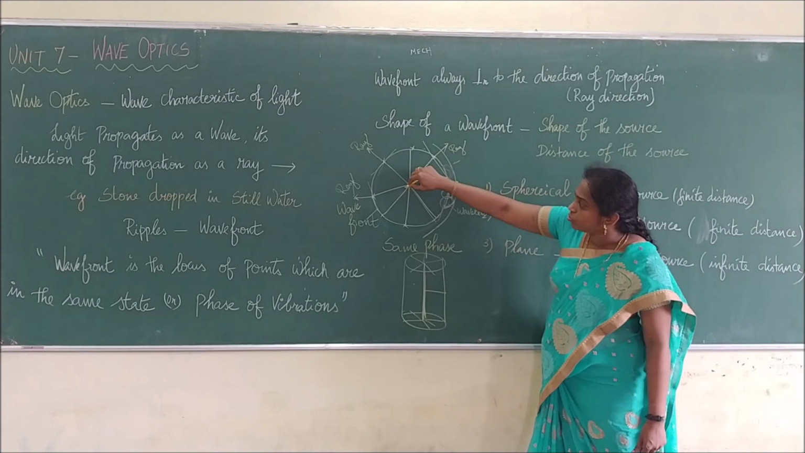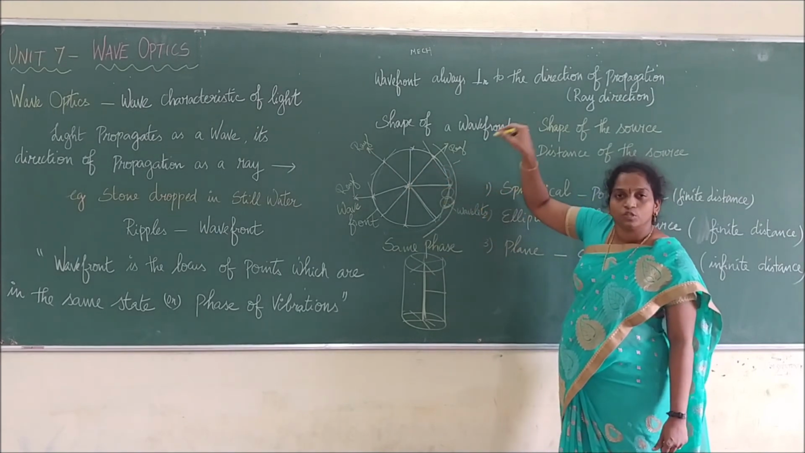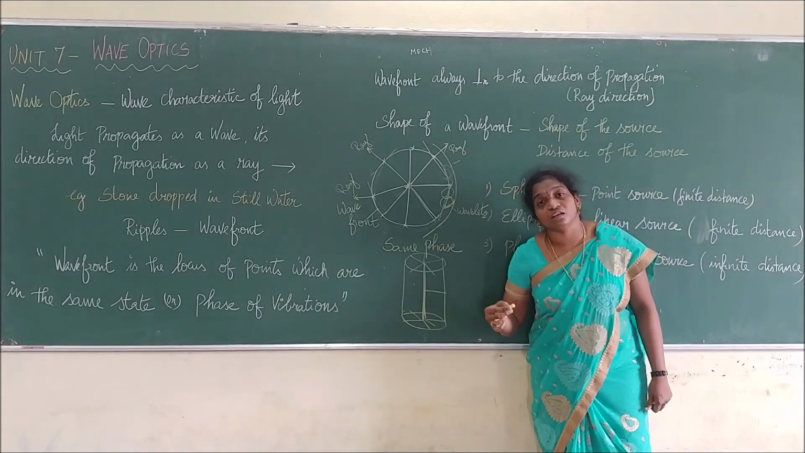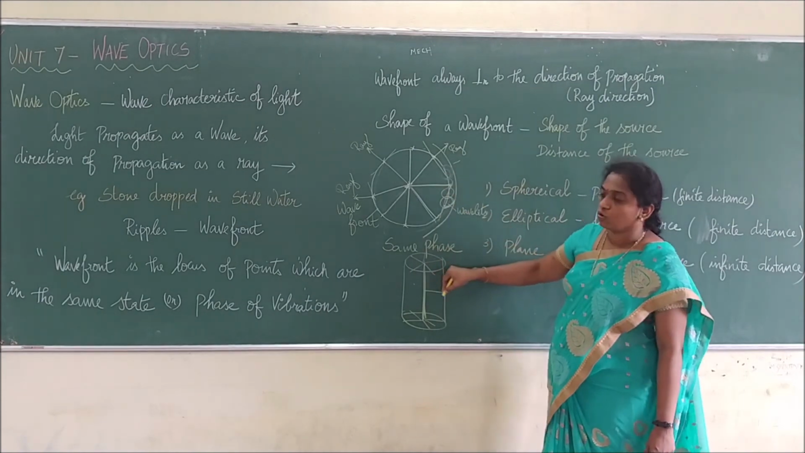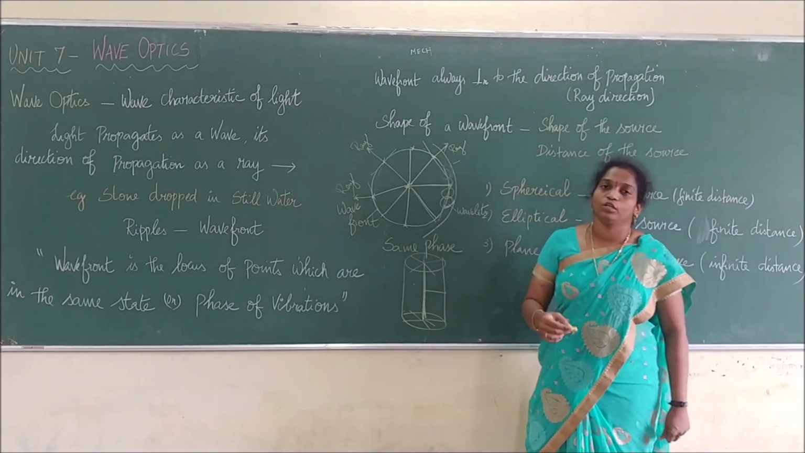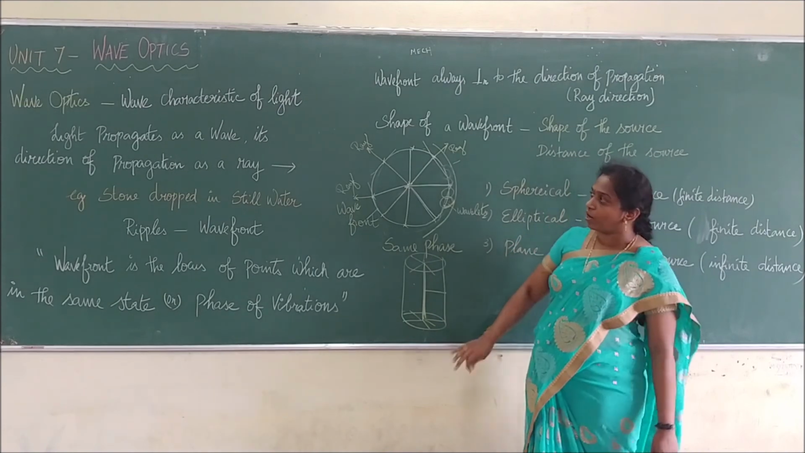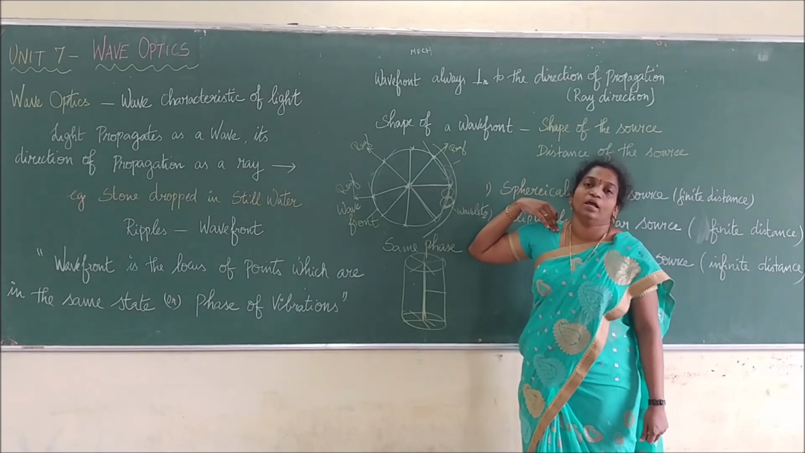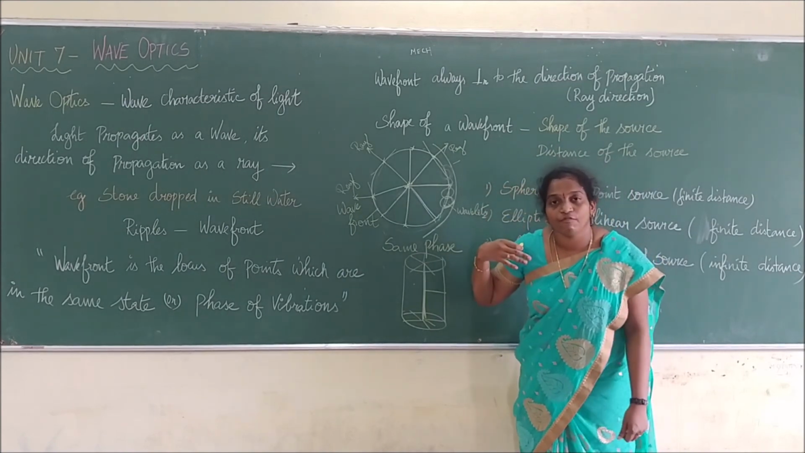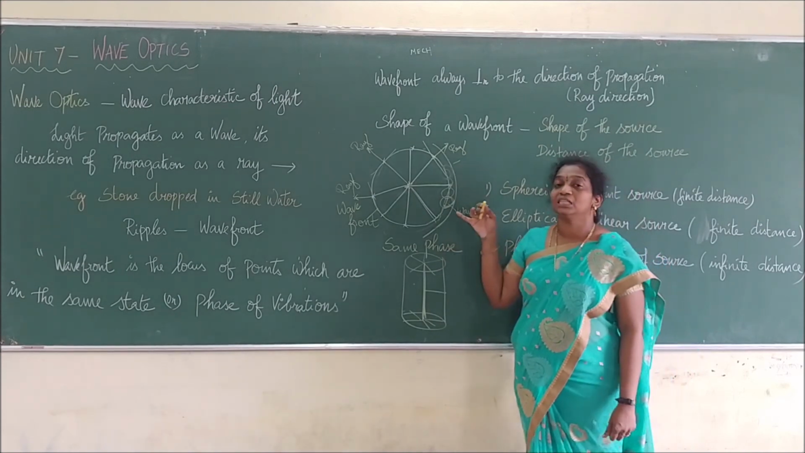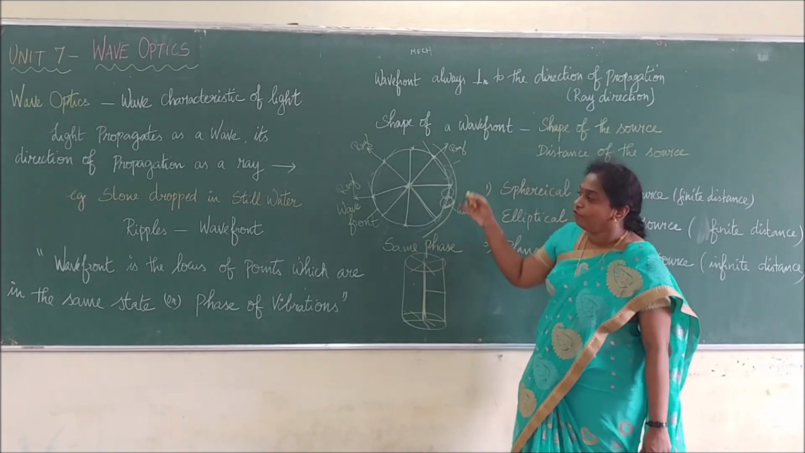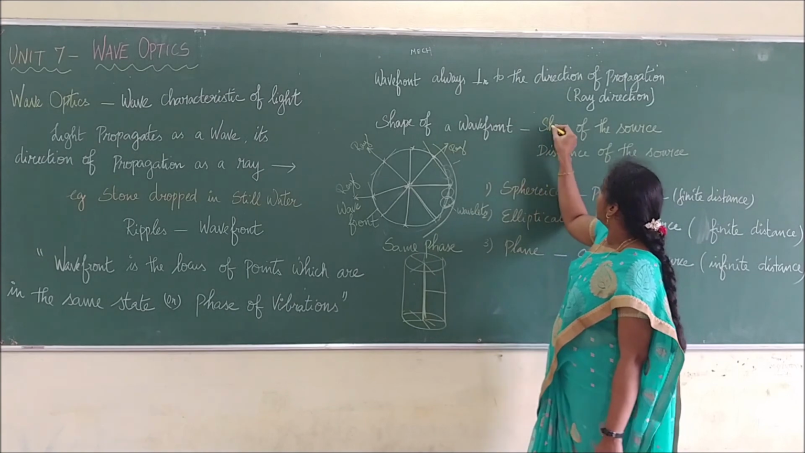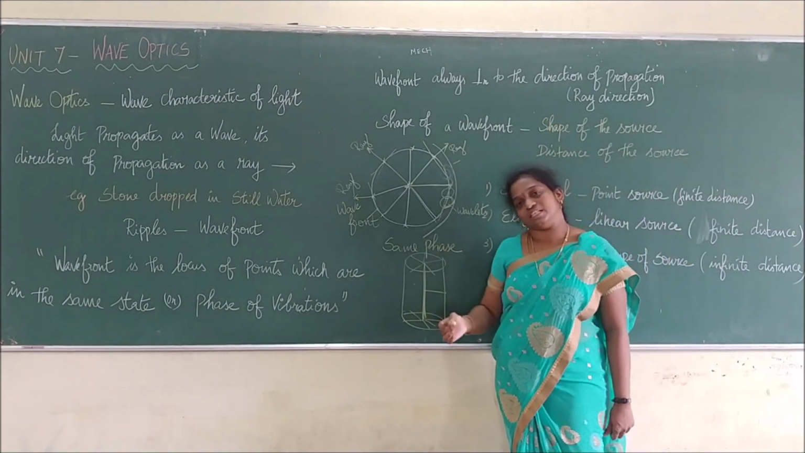Right? So a point source at a finite distance gives rise to a spherical wavefront, a linear source at a finite distance gives rise to a cylindrical wavefront, and sources at infinite distance give rise to a plane wavefront. If it is far away, it appears to be a plane, so that gives me a plane wavefront. These are the three major shapes of the wavefront, and the shape depends upon the shape of the source and the distance at which the source has been kept.